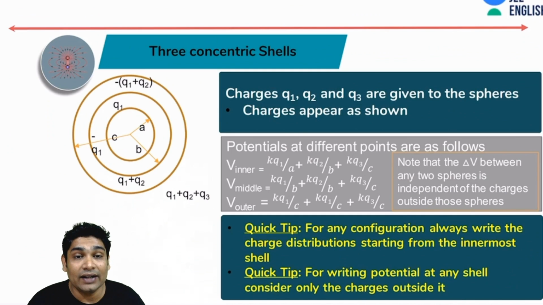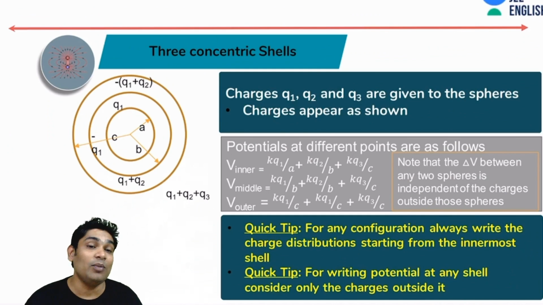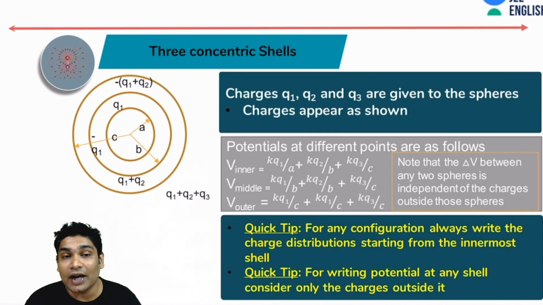This will result in the inner surface of the outermost shell getting a charge of minus (Q1 plus Q2). And again, in accordance with charge conservation, the outermost surface will get a charge of Q1 plus Q2 plus Q3. So whenever you're trying to see the charge distributions, first of all, always remember charge conservation, and second key point is that the two sides facing each other will always have equal and opposite charge. So let's try and see the potentials at different points.